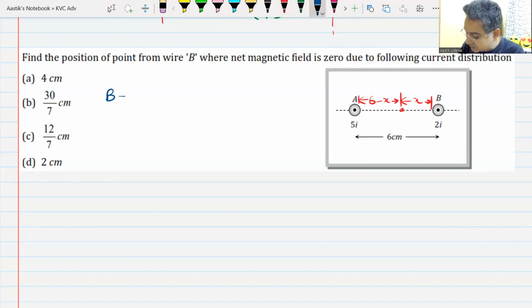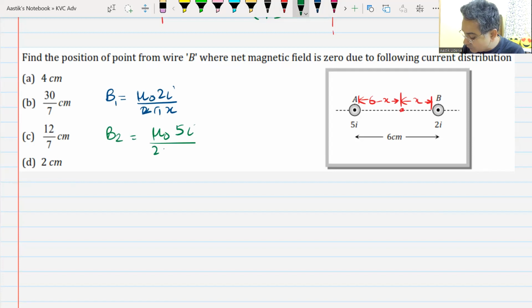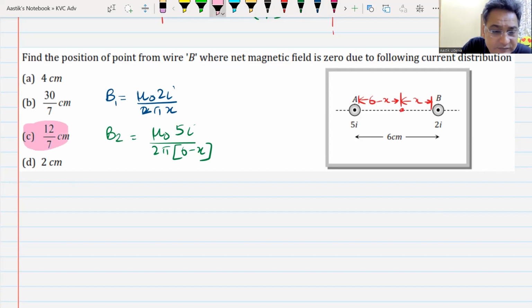So magnetic field B1 due to the first wire is mu naught into 2I divided by 2 pi x, and magnetic field due to the second wire B2 will be equal to mu naught into 5I divided by 2 pi into 6 minus x. I am not looking at the units because everything is going to get cancelled out. Yes or no? Yes, sir. You equate the two and you end up with the answer, and the answer would be like this. Do we understand this? Yes, sir.